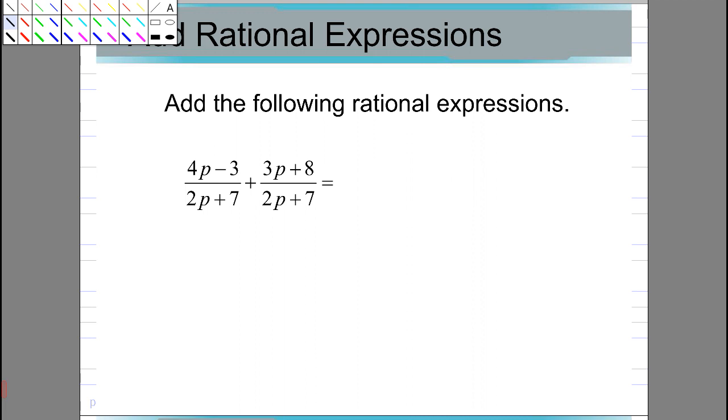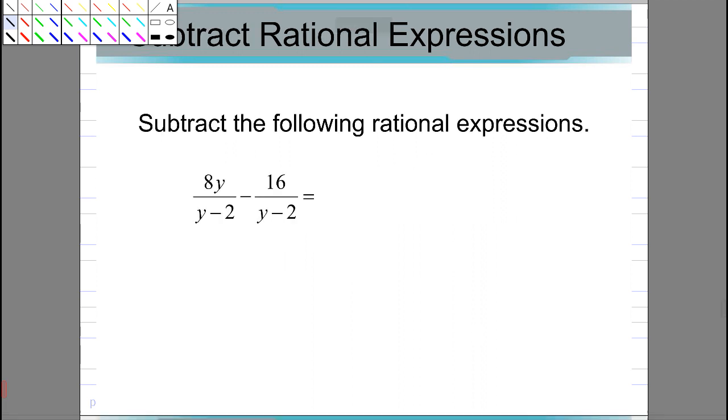So these have the same denominator, so we will keep it 2p plus 7. And we will add the numerators. So we will add this plus this, which in this case is 7p plus 5. Now neither one of those factor, so we can't worry about simplifying, but there's what we've got. It's simple enough. If we have the same denominator, we just combine them.